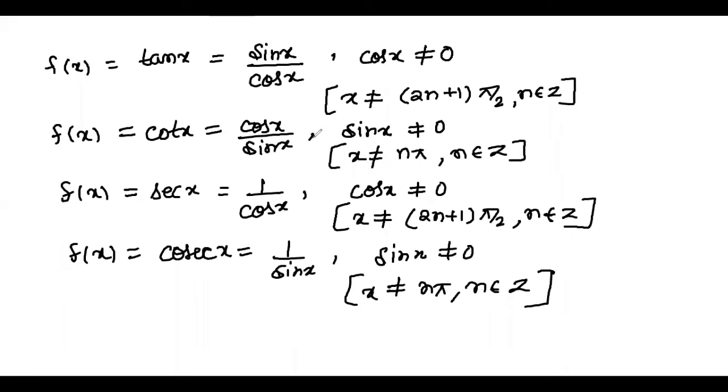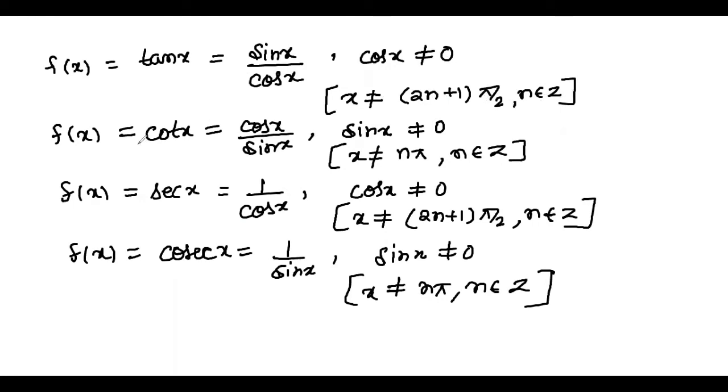So here we can get some more values based on that. Let f(x) equal the function tan x. Tan x, we know, is sin x by cos x. Here cos x should not be 0. If cos x is 0, then we get an undefined value of tan x. Because of that I have written here cos x not equal to 0. And cos x equals 0 when x equals an odd multiple of pi by 2, which means x should not be equal to (2n plus 1) pi by 2, where n belongs to integers.